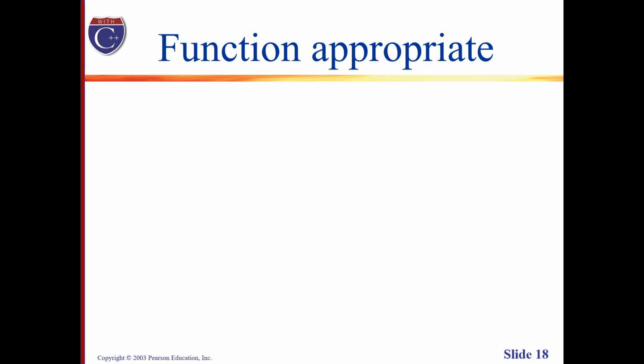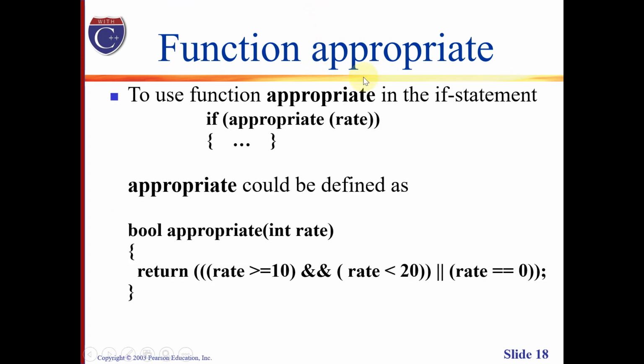Now, let's look into the details of the function that we created in the previous slide. To use the function appropriate in the if statement, we can do the following. And of course, if we take a look at the details of how the function appropriate is implemented, it would look this way. As you can see here, this is the original Boolean expression that we had in the previous if statement.